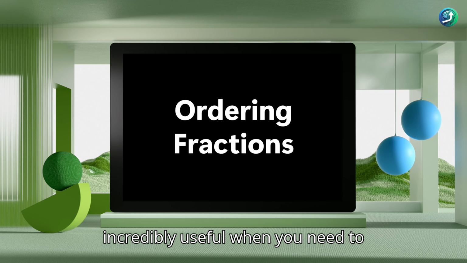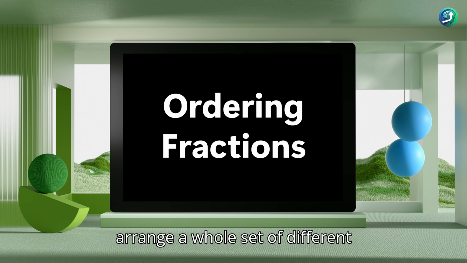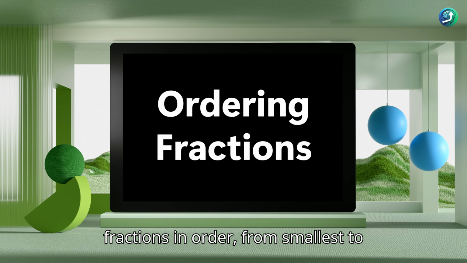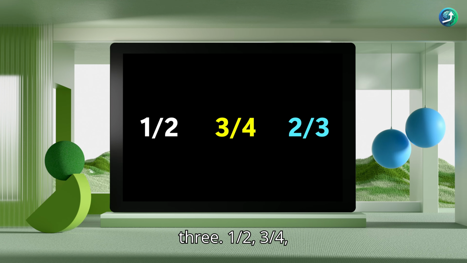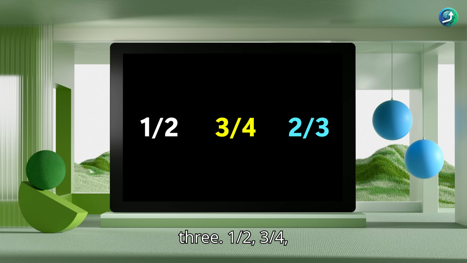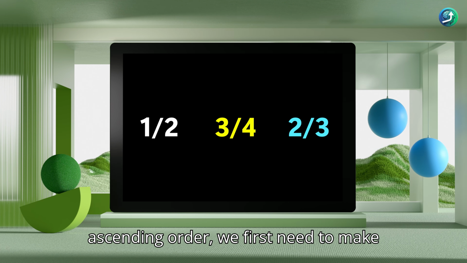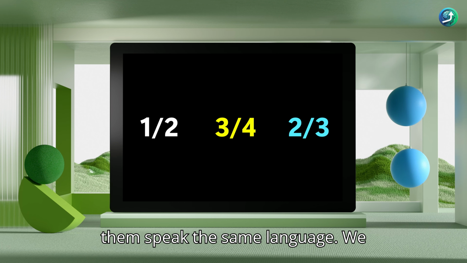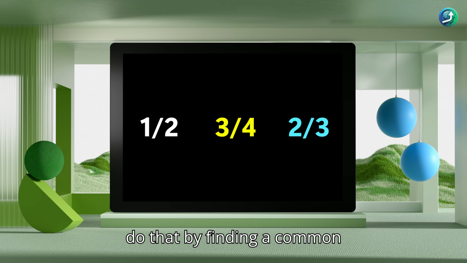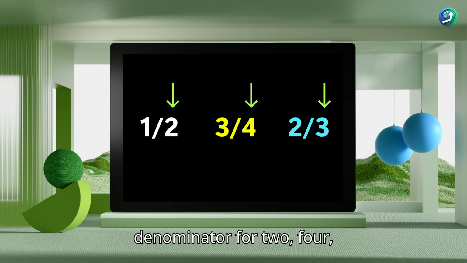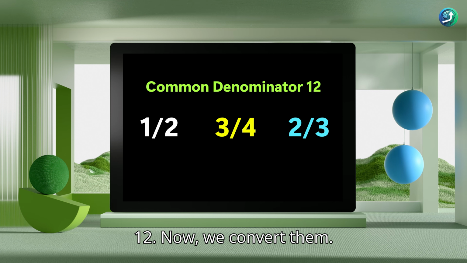This skill is incredibly useful when you need to arrange a whole set of different fractions in order, from smallest to largest. Let's try it with these 3: 1/2, 3/4, and 2/3. To put them in ascending order, we first need to make them speak the same language. We do that by finding a common denominator for 2, 4, and 3. In this case, it's 12.